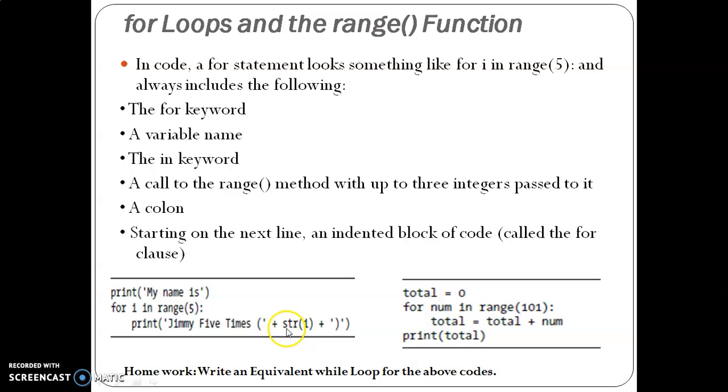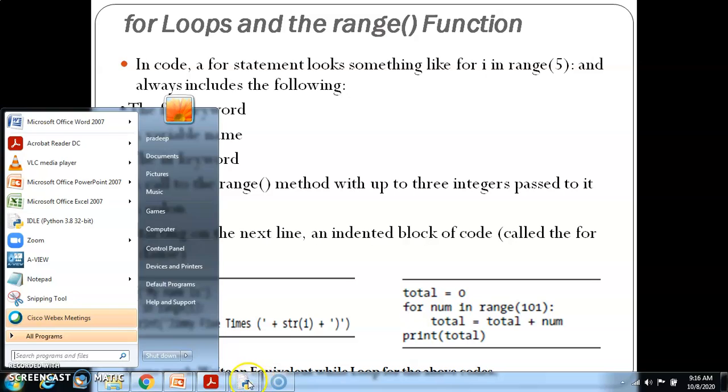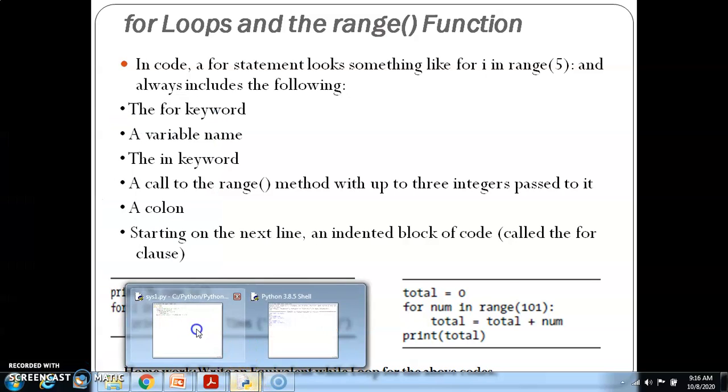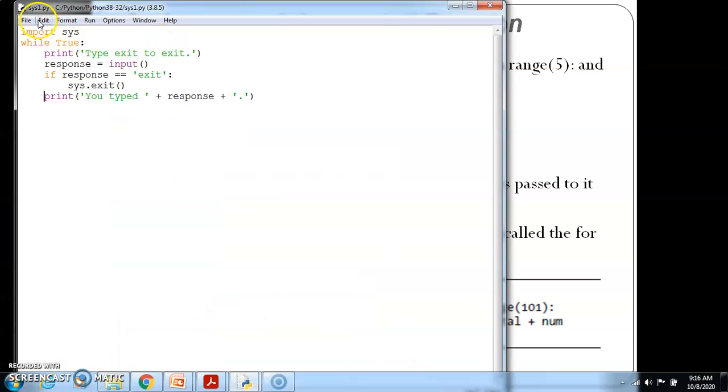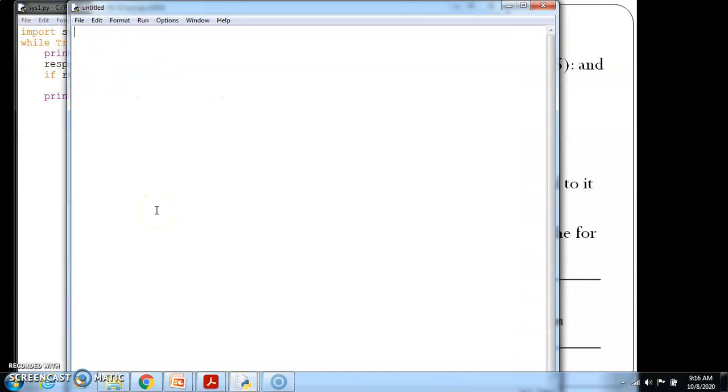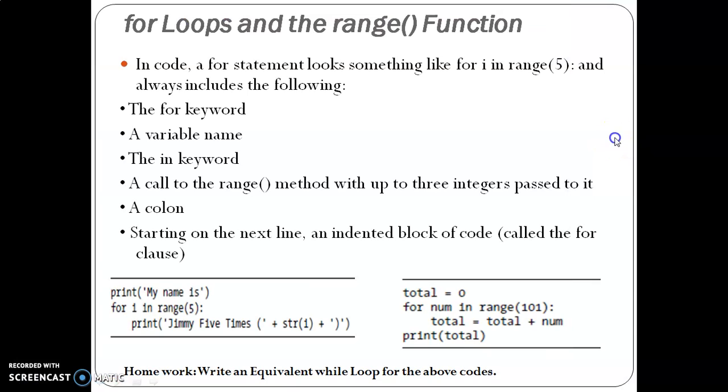That is str of I, which means first it will take the first one. Let us have this working with the IDLE. Let us see how it will display the output. My name is, for I in range, print Jimmy 5 times, str of I.